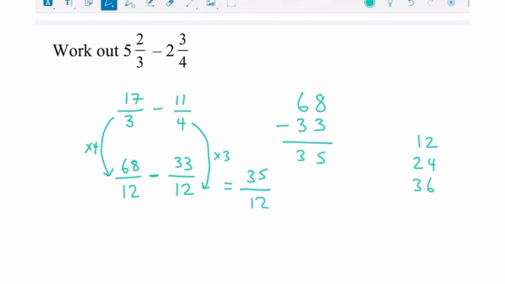That's our 12 times table. 36 is too big, so this goes in 2 whole times. That's 24, and then you've got 11 more to get up to 35, so 11 left over out of 12. And that's exactly the same as adding. The only difference was that we subtracted here, so that's how you subtract fractions.